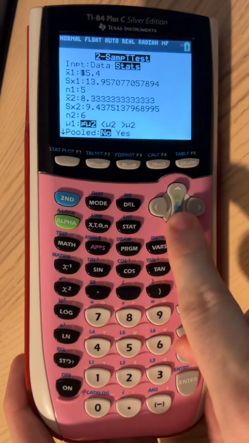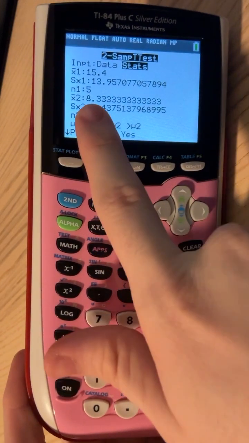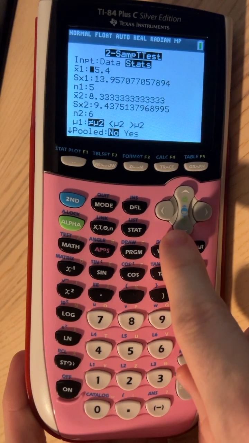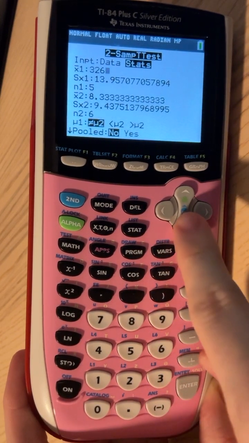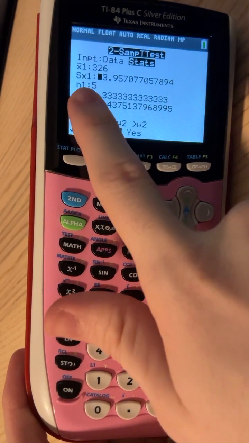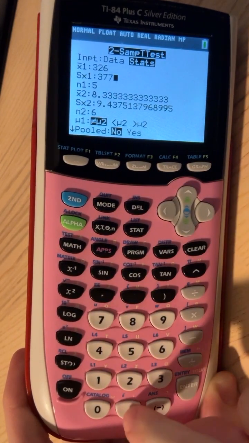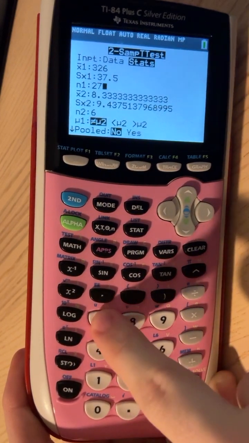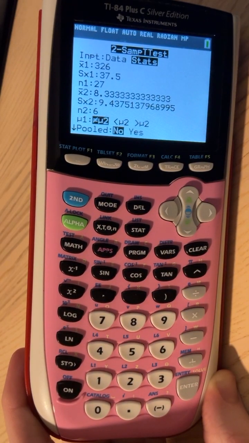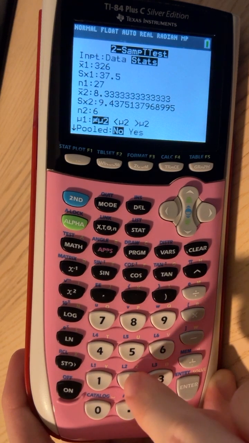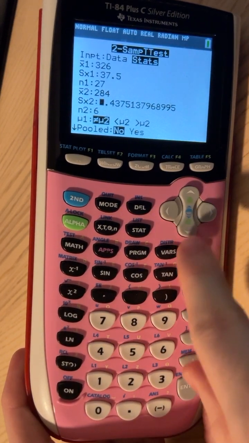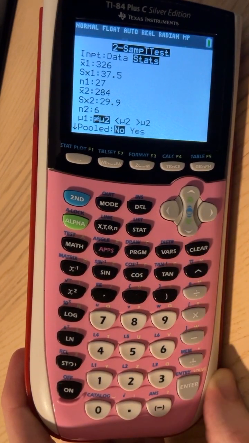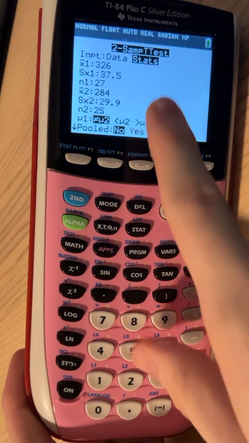So first, x bar 1, let's say we took a sample of teenagers, and for 27 teenagers we got a sample mean of 326 pages read per month with a sample standard deviation of 37.5 pages. And then with the sample size of 27, so that means n1 is 27. In the second group of adults, let's say we got a sample mean of 284 monthly pages read and a sample standard deviation of 29.9 pages and a sample size of 25 adults in the second sample.